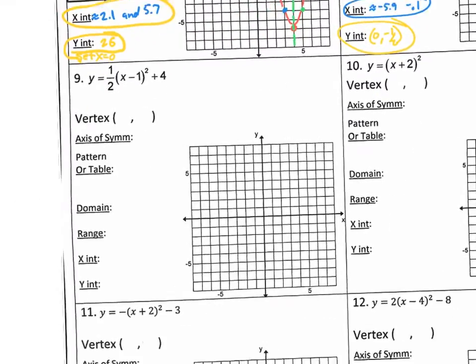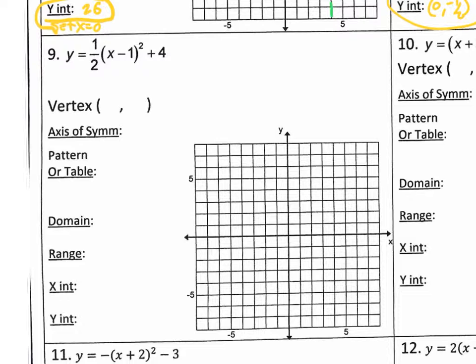Let's move on to number 9. On number 9, our vertex is HK. You think opposite on HK for what it is. So what is our HK value?